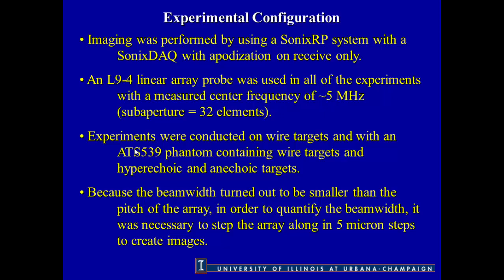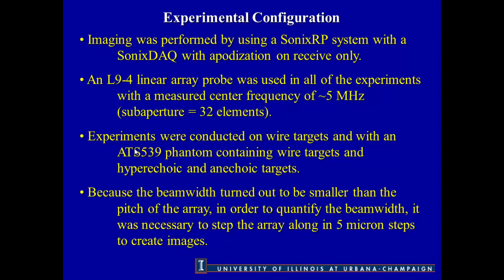We use an L94 array, 5 megahertz. It's got 128 elements, but we broke it into sub-apertures of 32 elements to create our images. We did our experiments with some wire targets, and then with an ATS-539 phantom, which contains wire targets, anechoic targets, and hyperechoic targets, so we could look at the different imaging tasks.